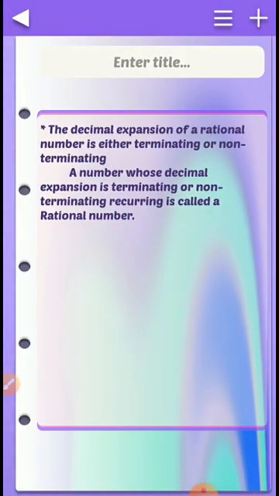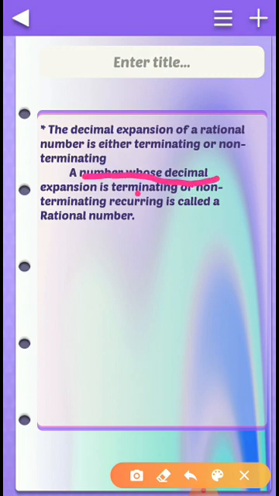So they are nothing but what? Rational numbers itself. Now see. So how we can define a rational number in decimal form? We had a definition if it is of P by Q form. Now we will see the definition of rational numbers in decimal form. A number whose decimal expansion is terminating or non-terminating recurring is called a rational number.